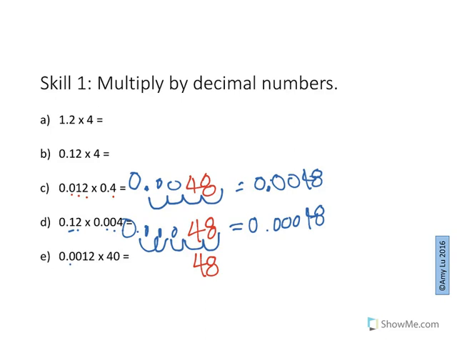In E, there are 1, 2, 3, 4 numbers behind the decimal. But actually, in this case, you multiply 12 by 40, so let's change this to 480. We still have to move 4 places behind the decimal. 1, 2, 3, 4. So therefore, the answer here is 0.0480. Or you can say, yes, that 0 at the end doesn't affect it, so it's 0.048. Same thing.